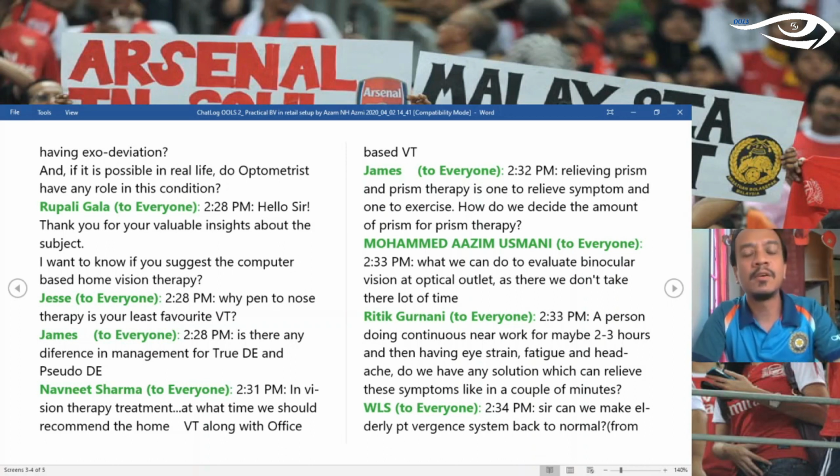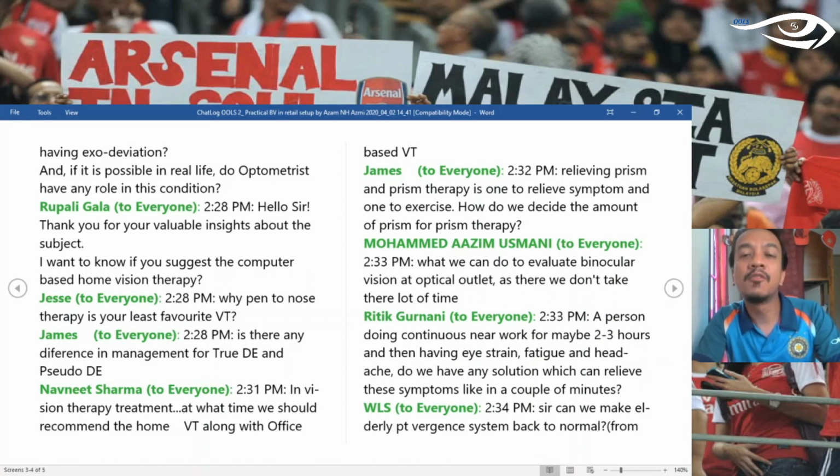So for computer-based vision therapy, I do recommend computer-based home vision therapy if the patient is able to afford the cost of the home vision therapy itself. I know the cost is getting cheaper. We have a lot of technologies now with the tablets, phones, then laptops, and so on and so forth. If you can bring down the cost to the patient, and you can ask the patient to purchase the software to be installed in their iPad, tablets, or even their laptop and computers, then fine, perfectly good.